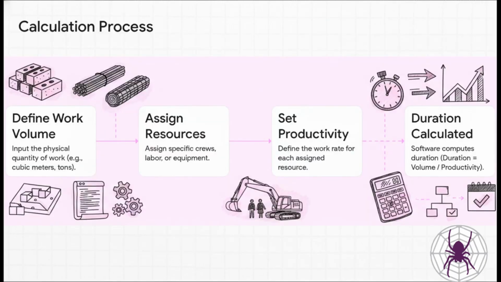This slide breaks down the process perfectly. Step 1. You define the work volume. We're talking cubic meters of concrete, tons of steel, real physical quantities. Step 2, you assign the specific resources, like your crews or your heavy machinery. Step 3, you define their productivity rates. And then the software does the rest. It runs that simple calculation: duration equals volume divided by productivity.